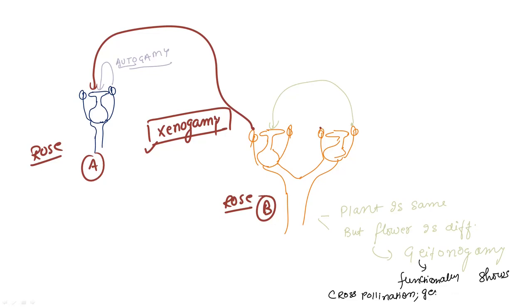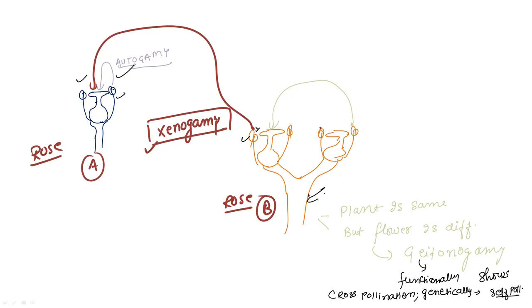Genetically, if we just talk about it, what is geitonogamy? Self-pollination. All right, so let's summarize what I just discussed. Simply, in this case, pollen from here landed on the same flower: autogamy. Different flower, right? Different flower, and pollen grains landing on this egg, this is known as xenogamy.